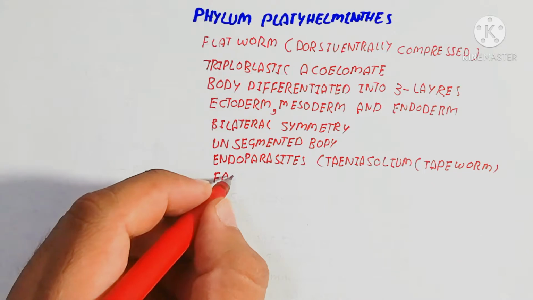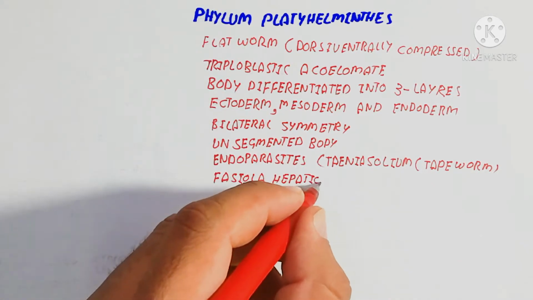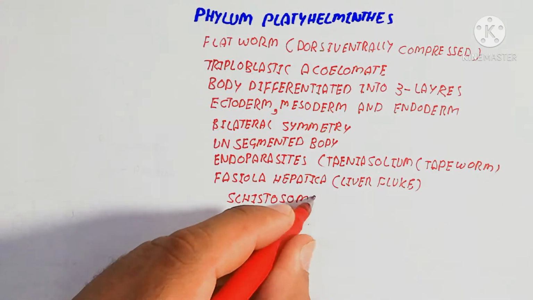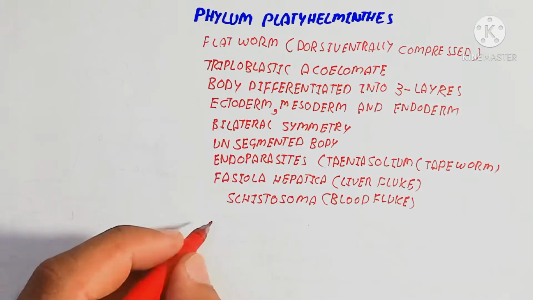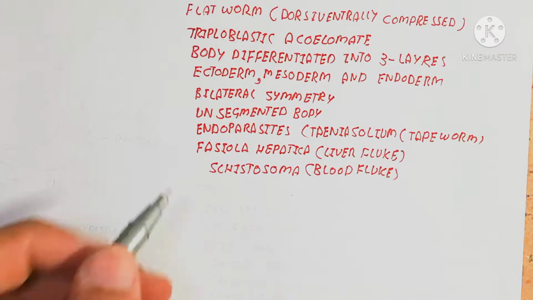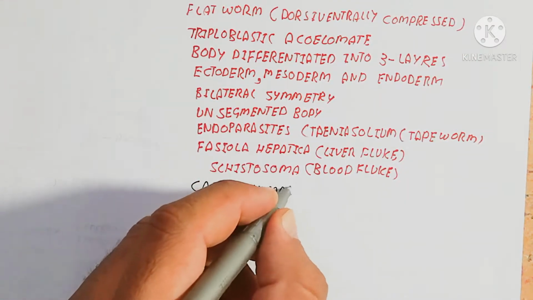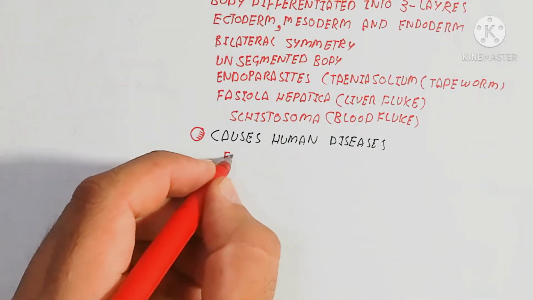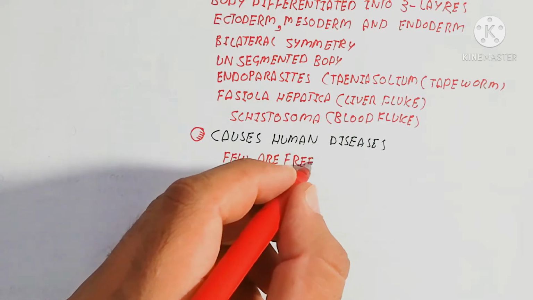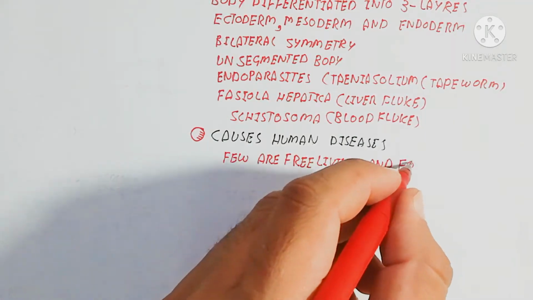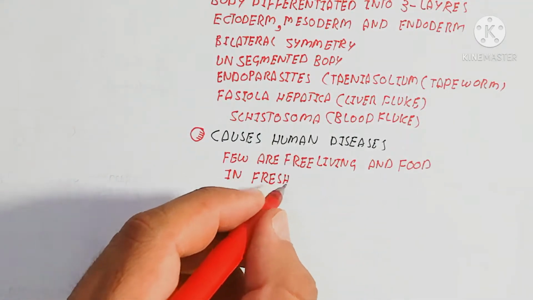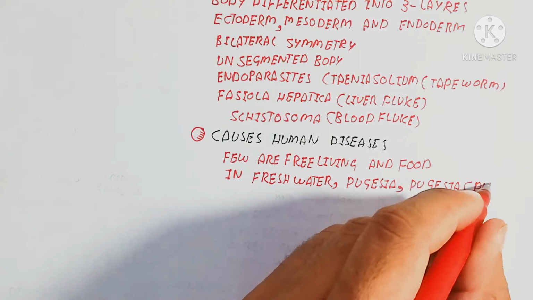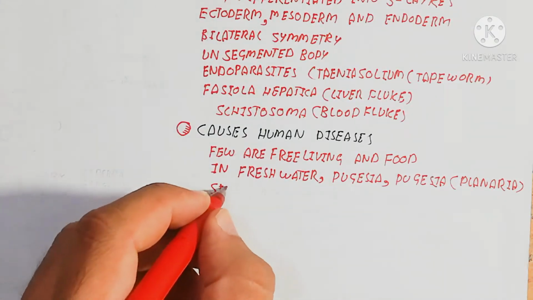Many are endoparasites, for example Taenia solium, the tapeworm, Fasciola hepatica, the liver fluke, and Schistosoma, the blood fluke. This is an evolutionary process that begins the organ level of organization, which is a very great step in evolution. Some cause human disease, obviously, and a few are free living.